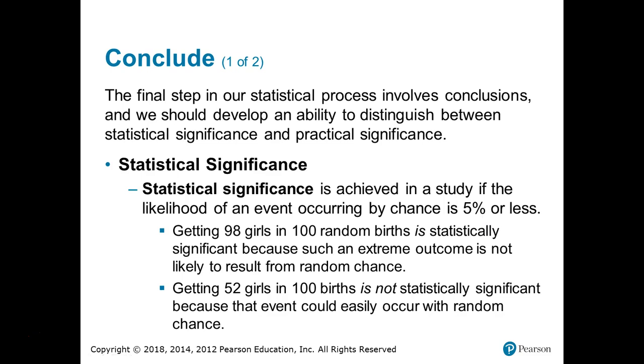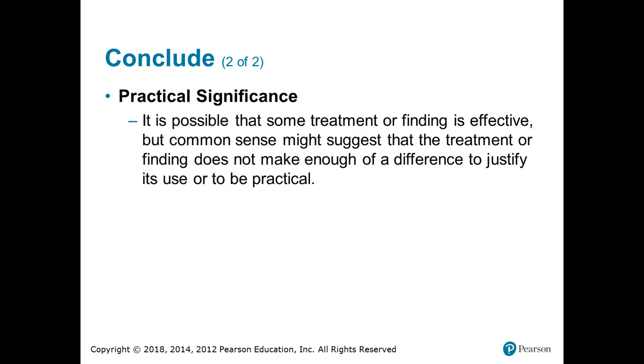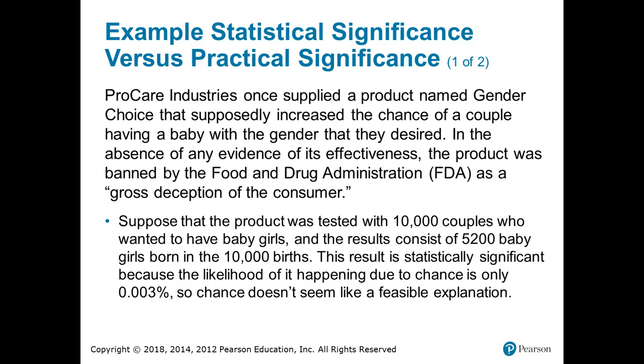So getting 98 girls in 100 random births is pretty significant because that wouldn't happen from random chance. However, getting 52 girls in 100 is not statistically significant because that event could easily occur with random chance. And then there's practical significance. It is possible that some treatment or finding is effective, but common sense might suggest that the treatment or finding does not make enough of a difference to justify its use or be practical. So what you're saying is that it might be mathematically significant, but in practice, it doesn't really matter too much.